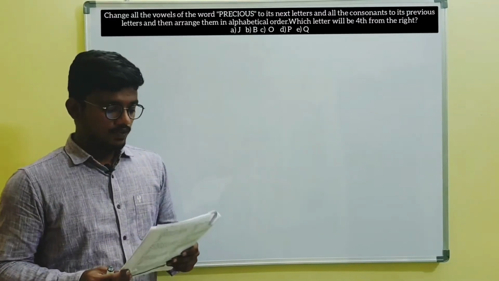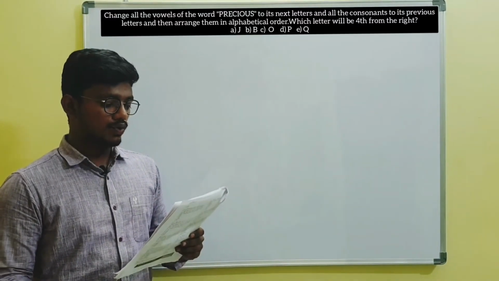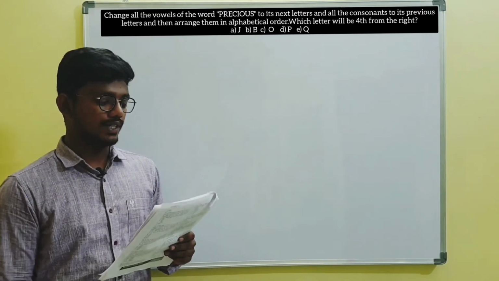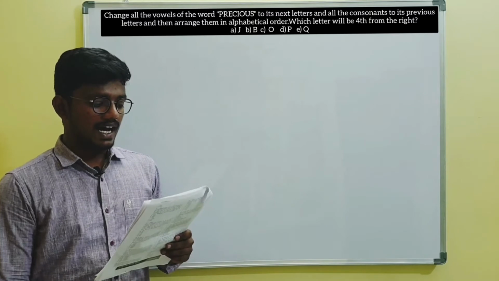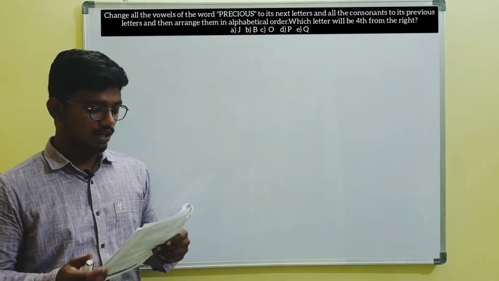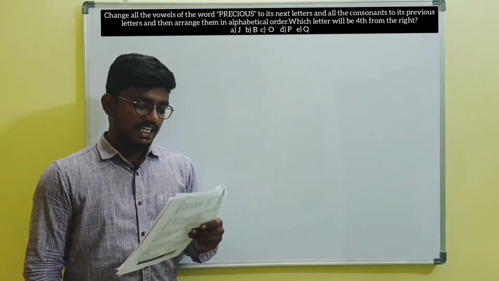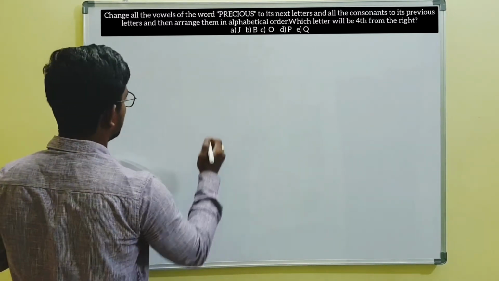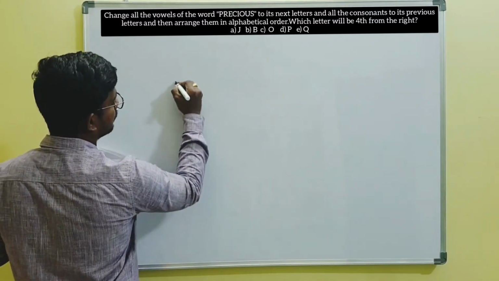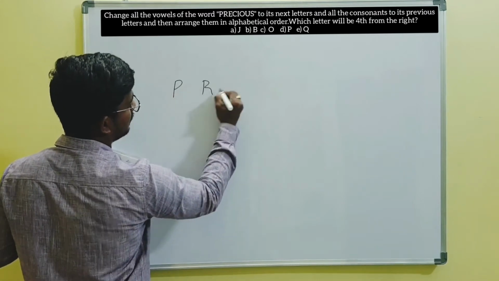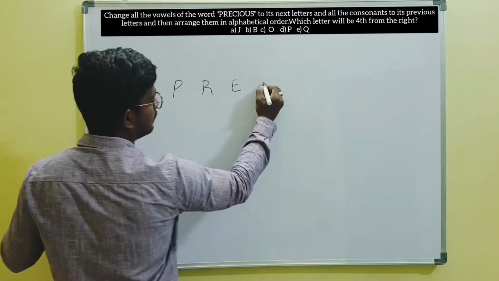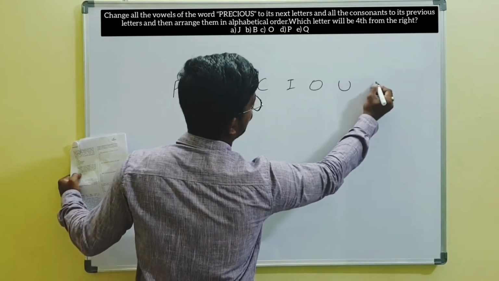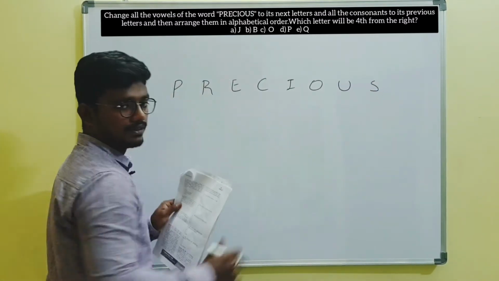19th question is, change all the vowels of the word precious to its next letters and all the consonants to its previous letters, and then arrange them in alphabetical order. Which letter will be fourth from the right? So here the given word is precious, P R E C I O U S.